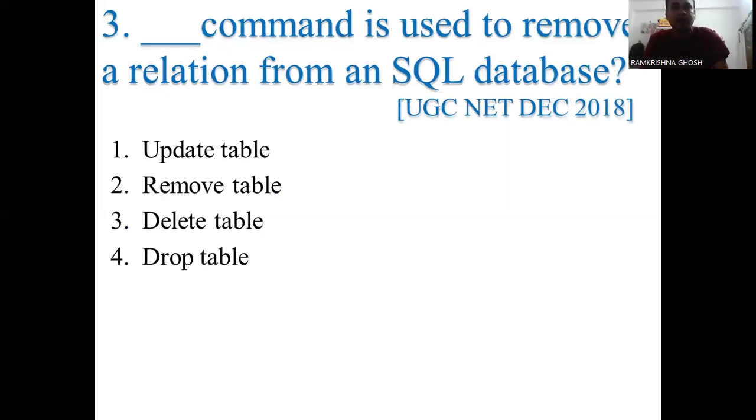Question 3. Dash command is used to remove a relation from an SQL database. It came in UGC NET December 2018. In RDBMS, row is known as tuple, column is known as attribute, and table is known as relation. So which command is used to remove a relation from an SQL database?